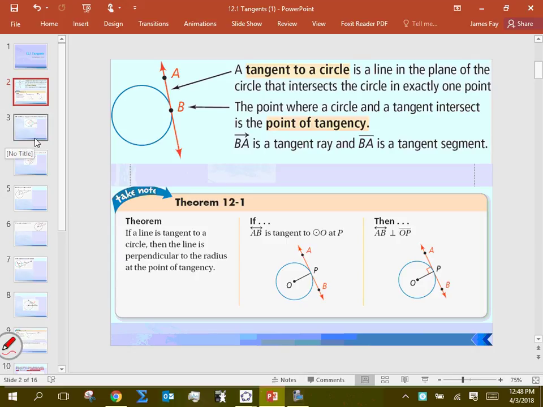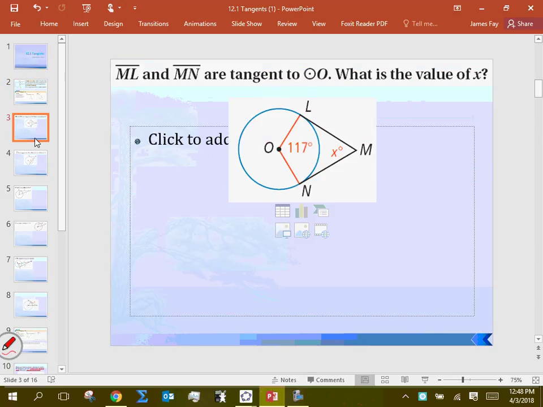Maybe some always, sometimes, never questions or true and false questions based on that vocabulary word. You just got to pay attention to that. Here are some questions that you're going to see that are based off of that idea that your tangent lines and your radii are perpendicular.